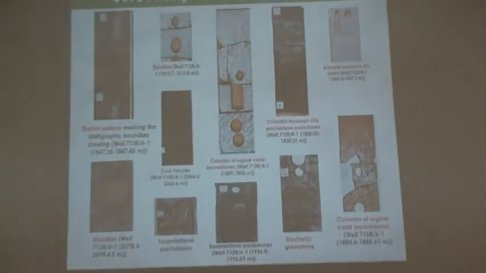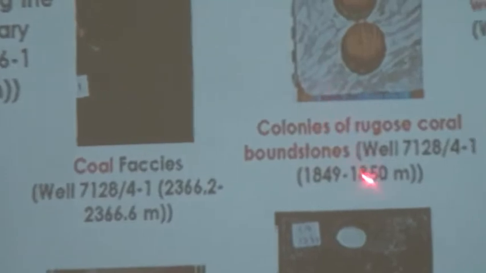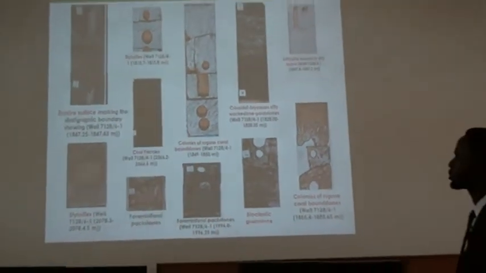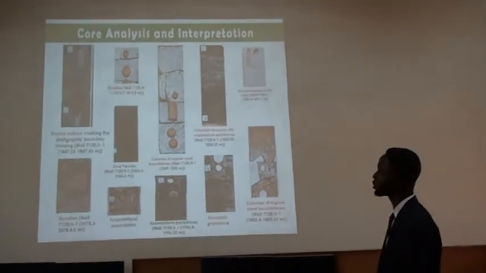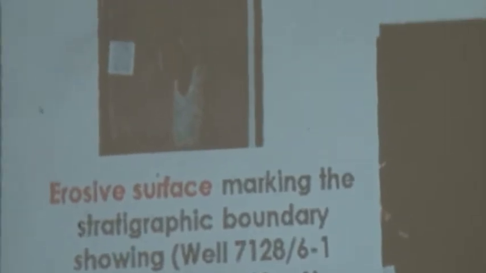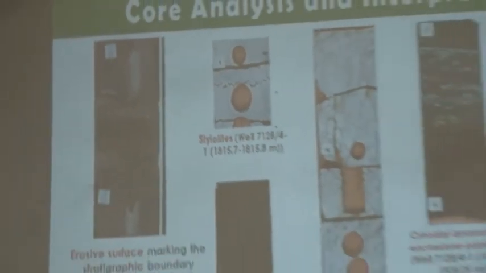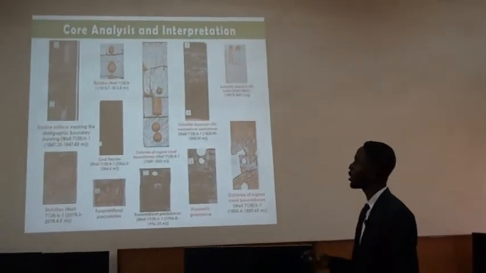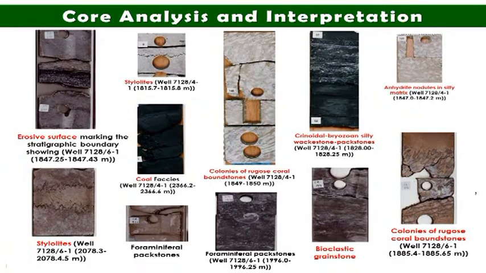We found species such as coral boundstone, bioclastic grainstone, and some foraminifera packstone, as well as packstone and wackestone mixtures. Notable was this erosive surface at a depth of about 1,847 meters within that well, and that was corresponding with one of our sequence boundaries, sequence boundary 2, from our well log sequence stratigraphic correlation.